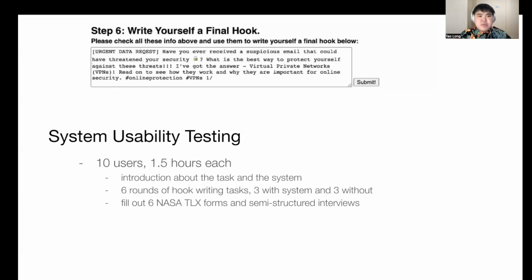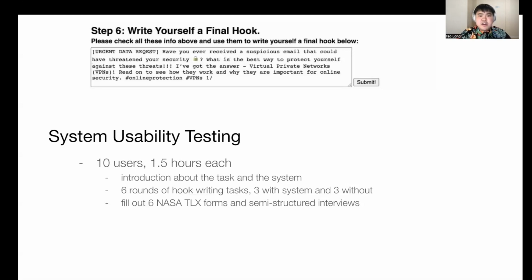After building the system, we want to test the usability and the performance of it. We invited 10 users to try the system. Each of them takes around 1.5 hours to finish the study. They first got an introduction about a task in the system, then they got to write 6 hooks on 6 science topics. And for these topics, 3 of them are using the system and 3 without.